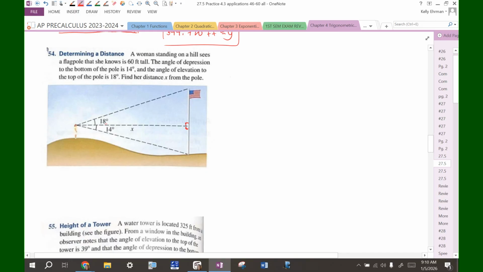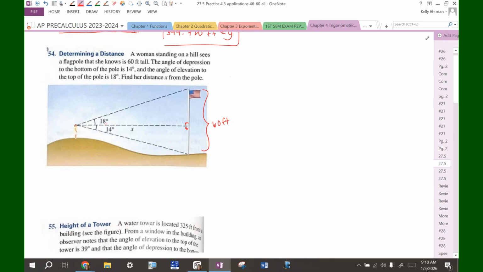A woman standing on a hill sees a flagpole that she knows is 60 feet tall. This whole thing is 60 feet tall. The angle of depression to the bottom of the pole is 14 degrees. The angle of elevation to the top of the pole is 18 degrees. Find her distance x from the pole.